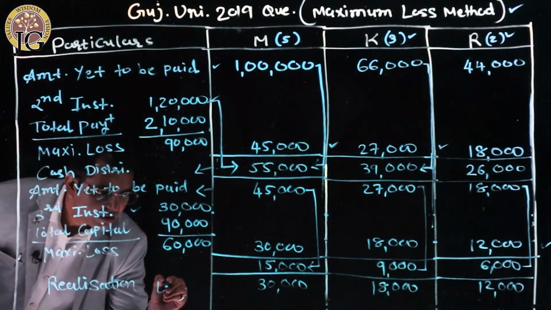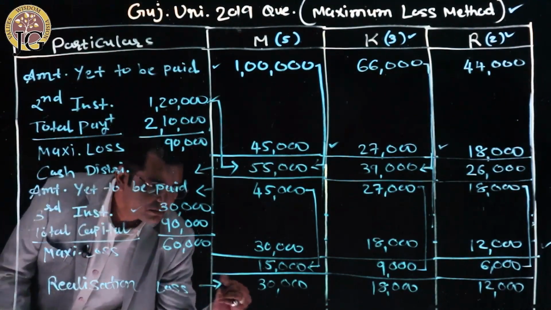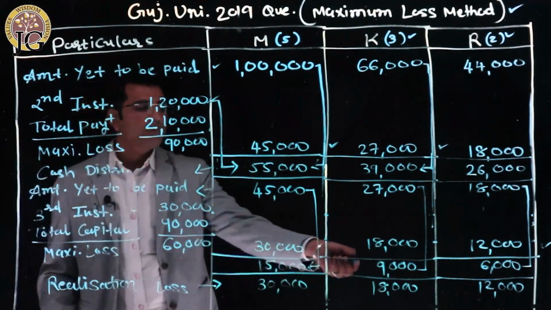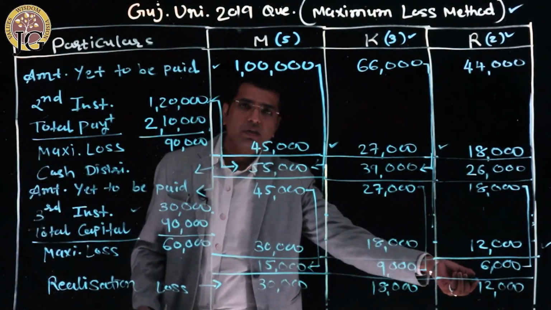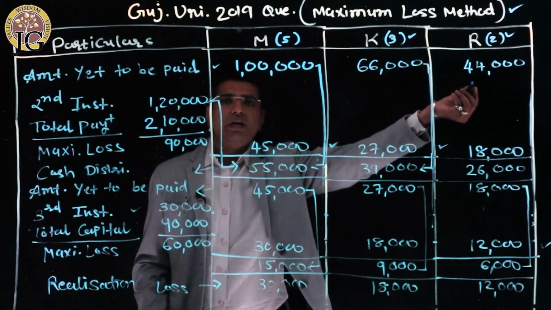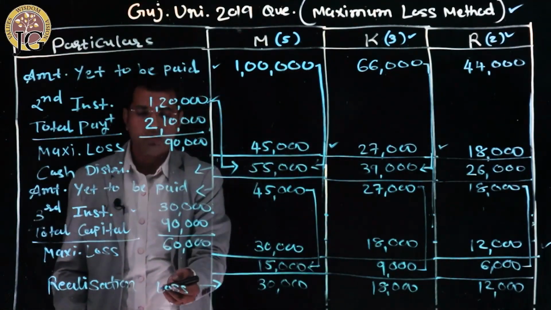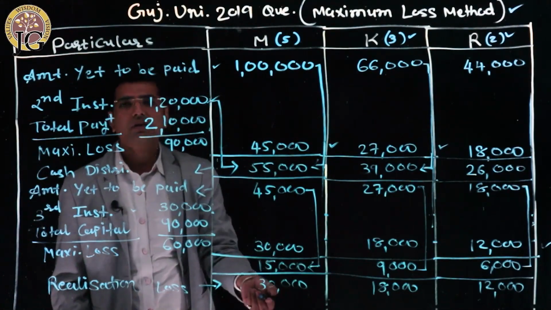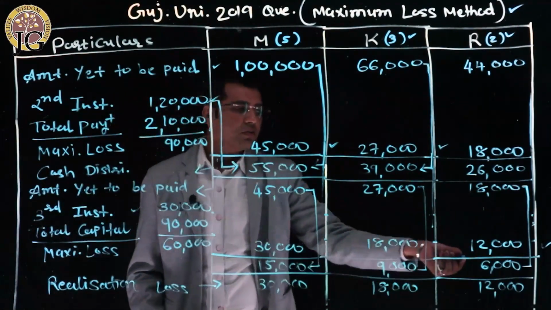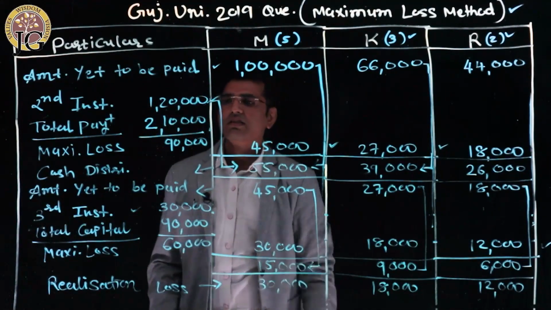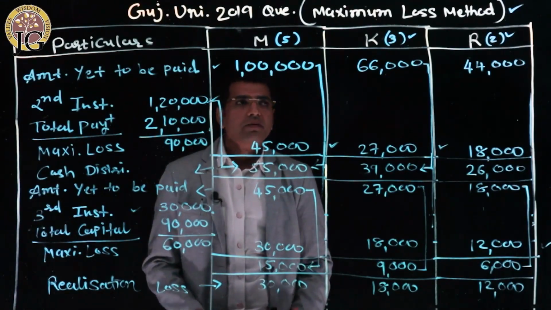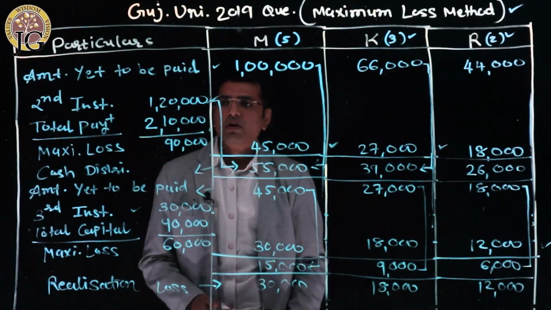Realization loss for the partners. It means 30,000 rupees, 18,000 rupees and 12,000 rupees the partners will not get now, because all the assets are sold out and the partners must bear this 30,000, 18,000 and 12,000 rupees as a realization loss. Okay, I hope you understood this sum well.